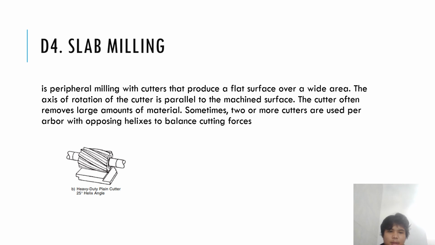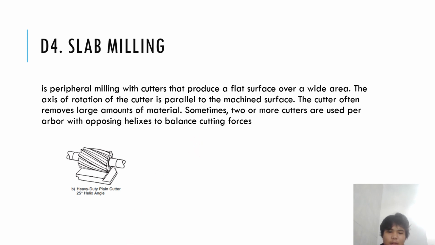Slab milling. Slab milling is a peripheral milling with cutters that produce a flat surface over a wide area. The axis of rotation of the cutter is parallel to the machined surface. The cutter often removes a large amount of material. Sometimes two or more cutters are used per arbor with opposing helices to balance cutting force.